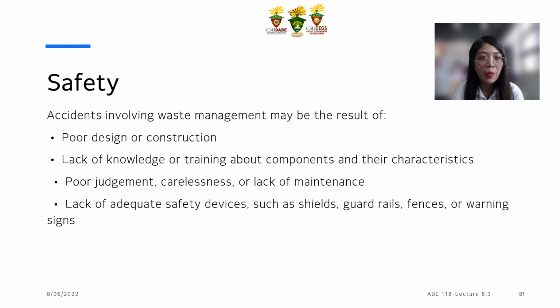So safety must be a primary consideration in managing animal waste. It must be considered during our planning and designing, it should be included. So during the actual operation of handling waste, the operator must be made aware of the safety aspects of any waste management system components under consideration. Safety accidents involving waste management may be the result of poor design or construction, lack of knowledge or training about the components and their characteristics, poor adjustment, poor judgment, carelessness or lack of maintenance, and lack of adequate safety devices such as shields, guards, rails, fences, or warning signs.